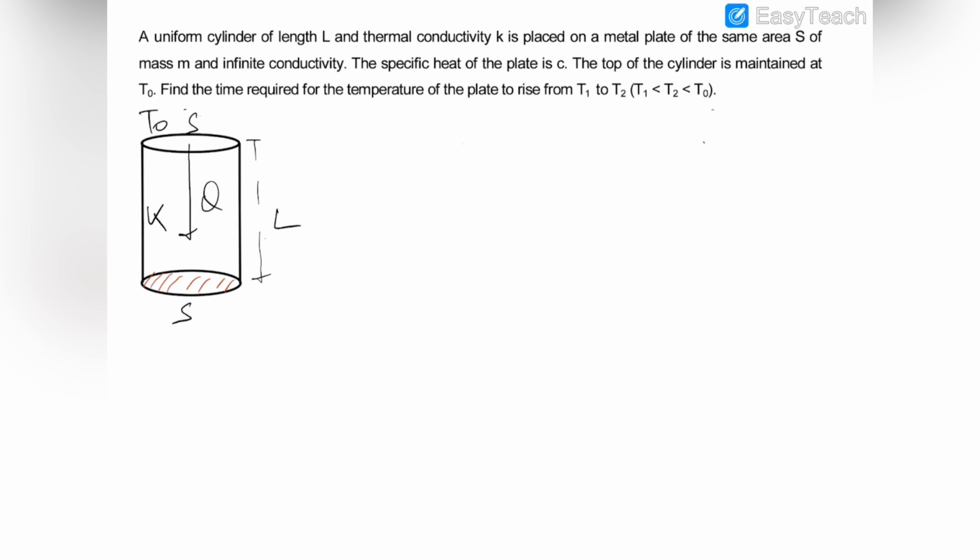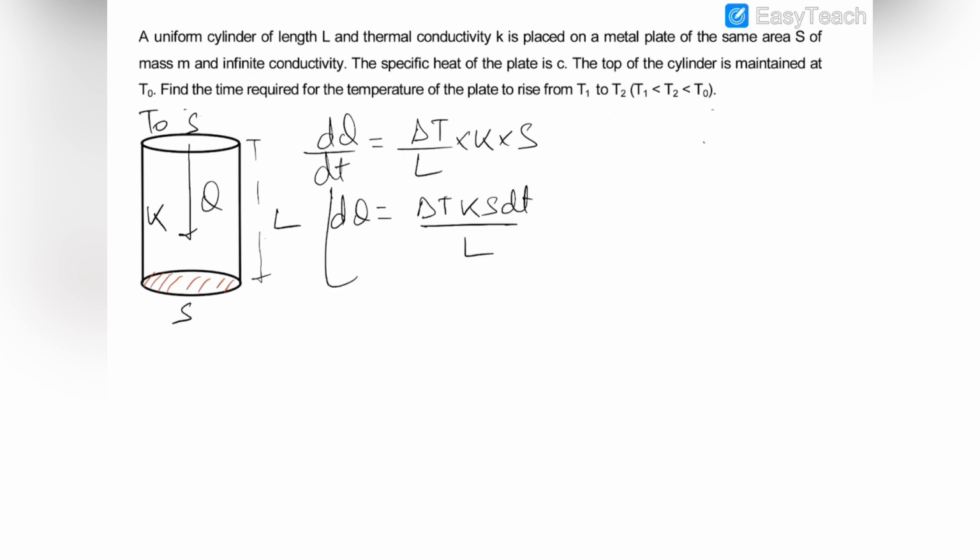Now first of all, let us write down dq by dt, which is the heat current which will flow through this rod, and this heat current would be delta T divided by L and K into S, where K is the thermal conductivity of the rod. So this is the heat current, and dq will be equal to delta T Ks dt divided by L. Now this is equation number 1.